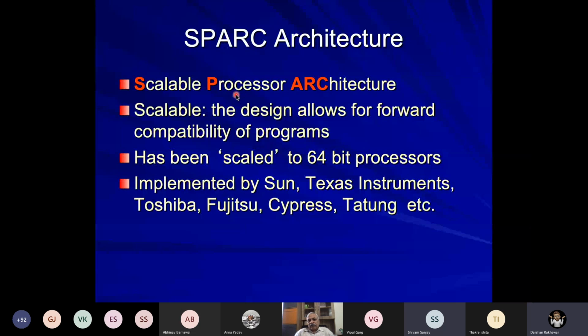Spark was right from the beginning designed for scalability. That means you have scaling with respect to the word size, that is, a 32-bit architecture and a compatible 64-bit architecture, and also scaling in terms of performance by using better and better technology.